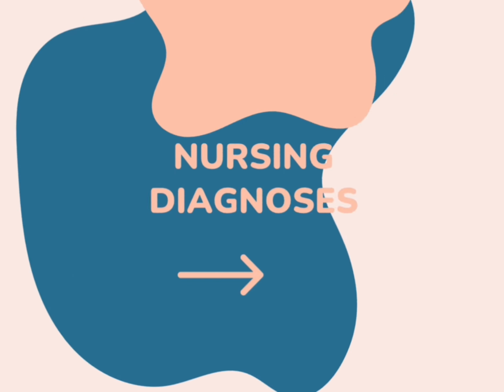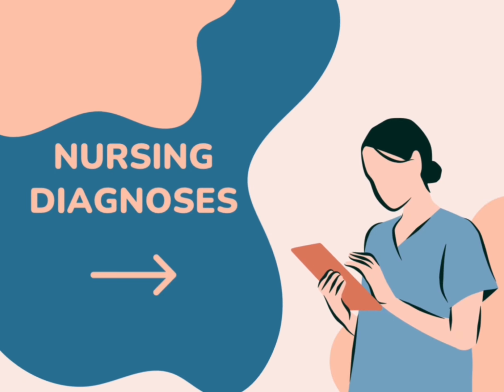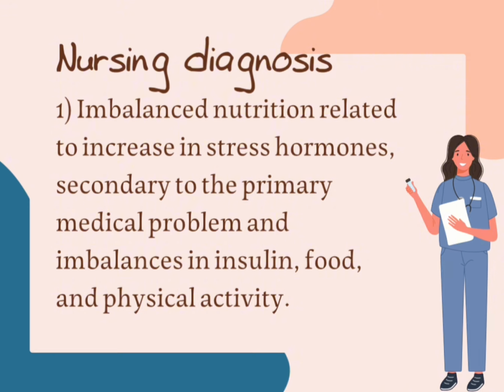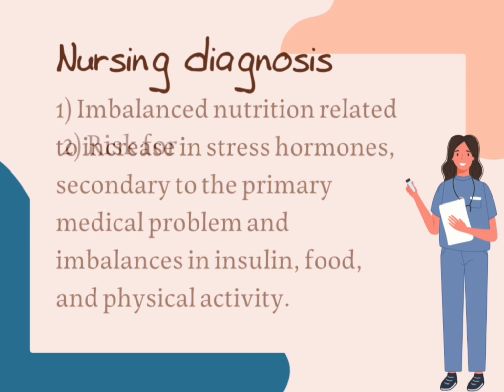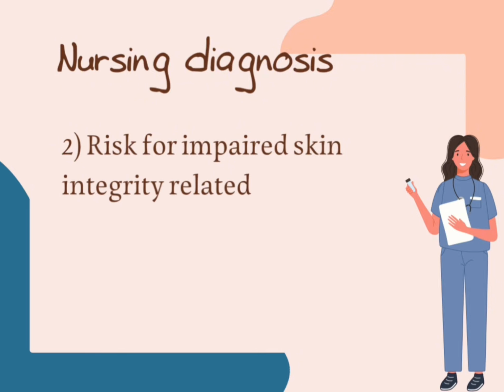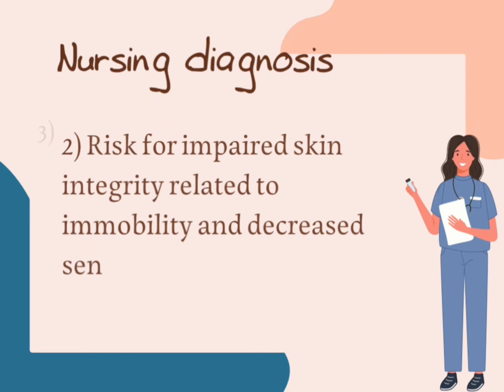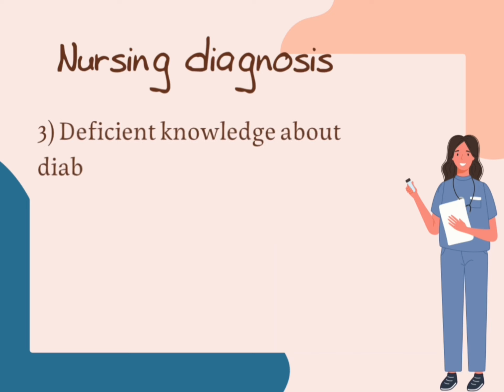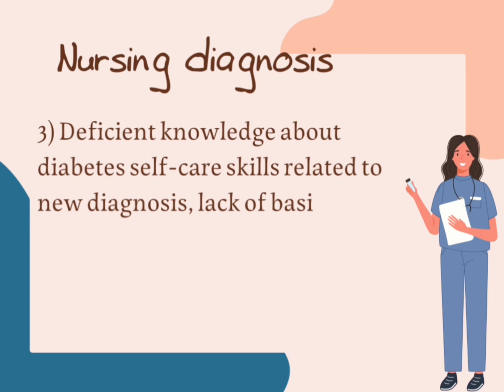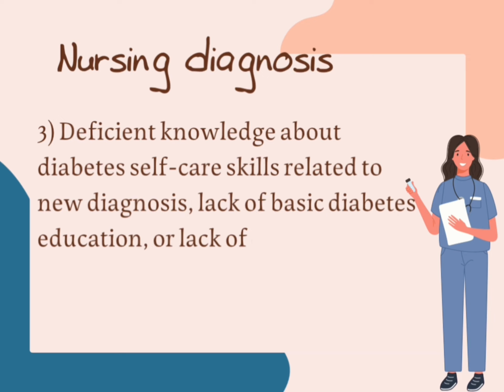Nursing diagnosis. 1. Imbalanced nutrition related to increase in stress hormones, secondary to the primary medical problem, and imbalance in insulin, food, and physical activity. 2. Risk for impaired skin integrity, related to immobility and decreased sensation. 3. Deficient knowledge about diabetes self-care skills, related to new diagnosis, lack of basic diabetes education, or lack of continuing in-depth diabetes education.